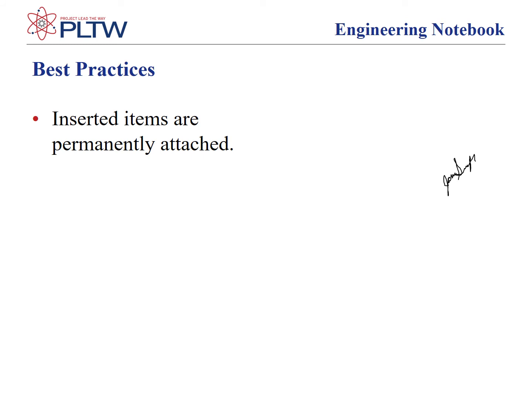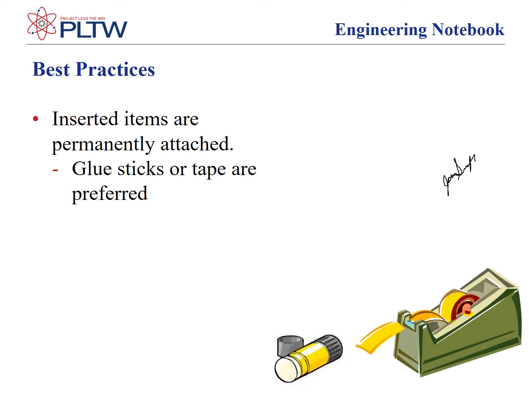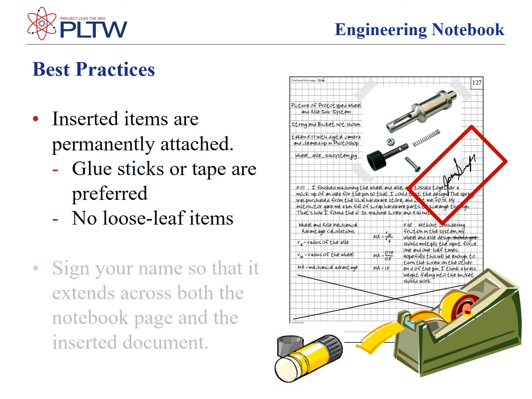Inserted items are permanently attached, so you would attach things with glue sticks or tape. You would not want to use regular glue. We'll talk about that in just a moment. No loose-leaf items. Anything you add to this notebook needs to be glued or taped in so that it's permanent. So if anyone tries to move it, it would show that it had been altered.